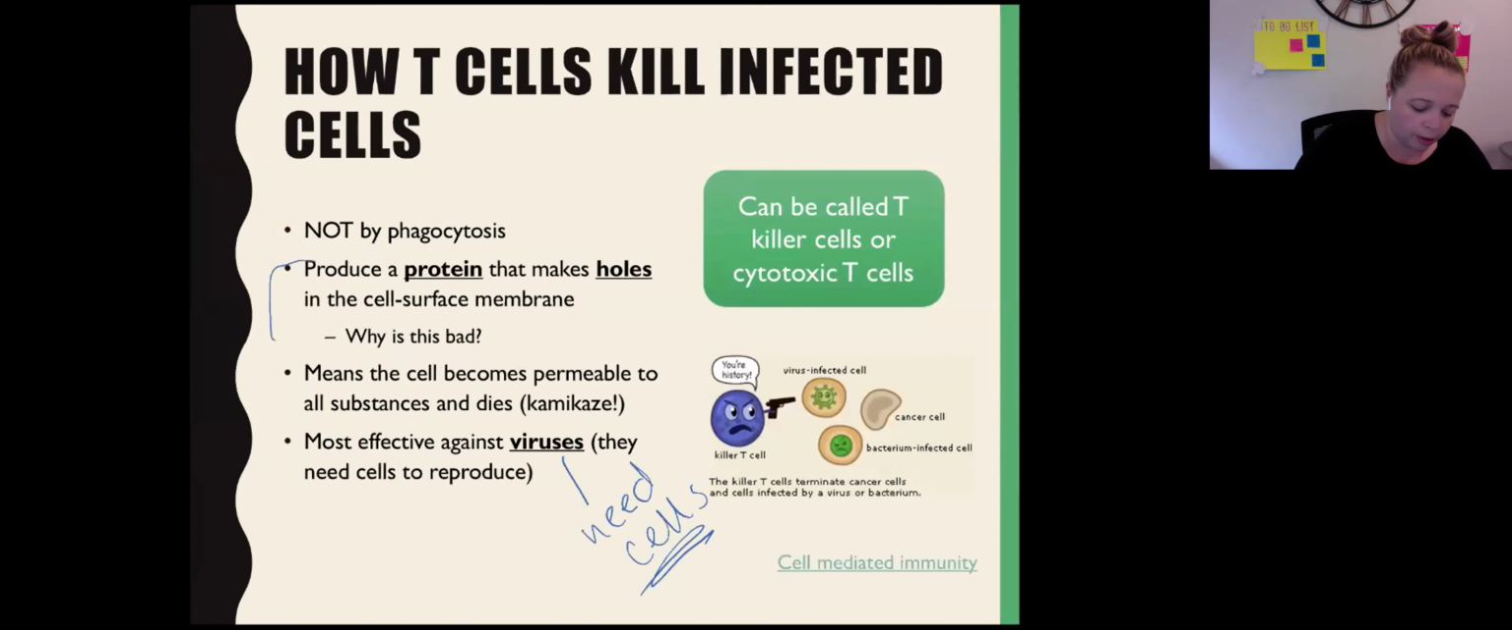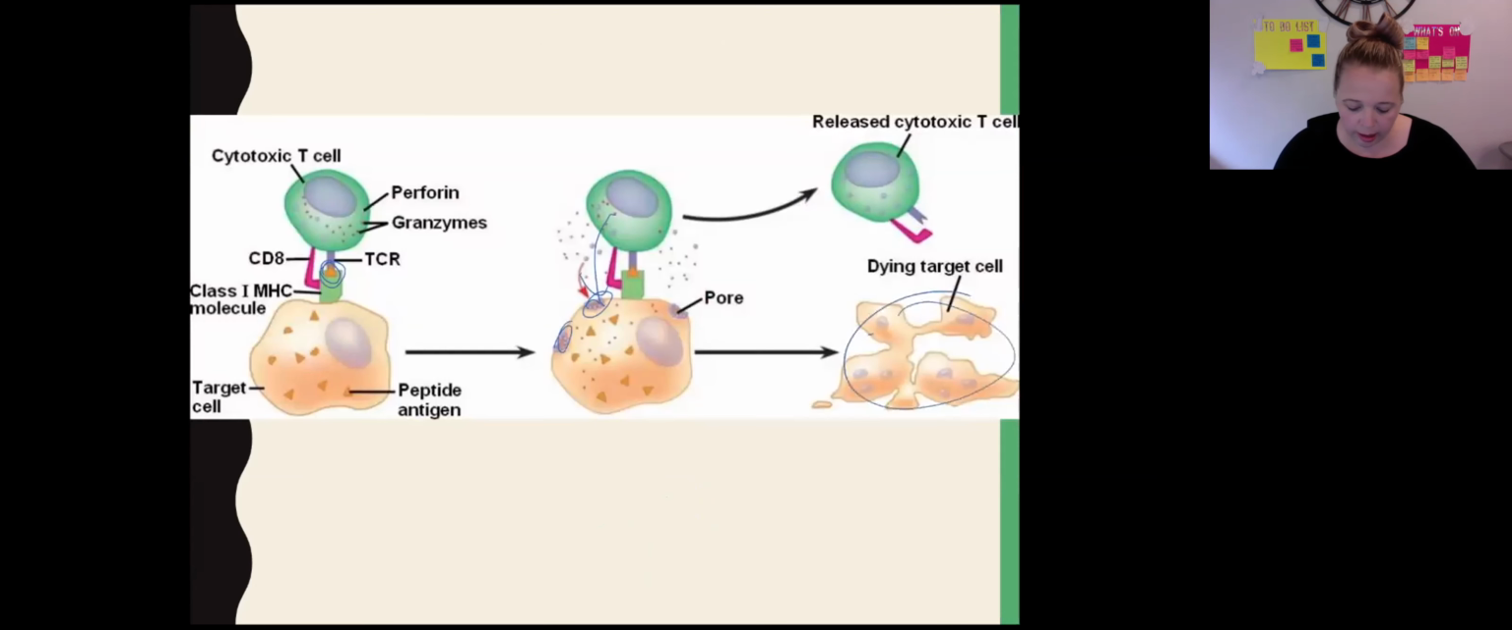So it produces a protein that makes holes, and the cell becomes permeable and dies. And that's the main takeaway from this, how they're going to kill the cells.